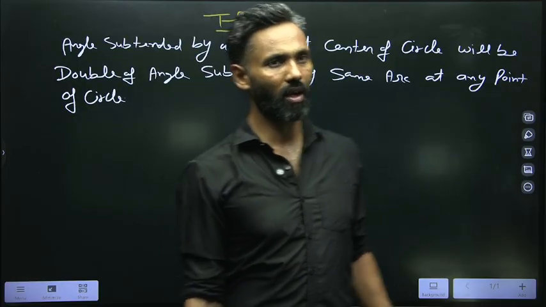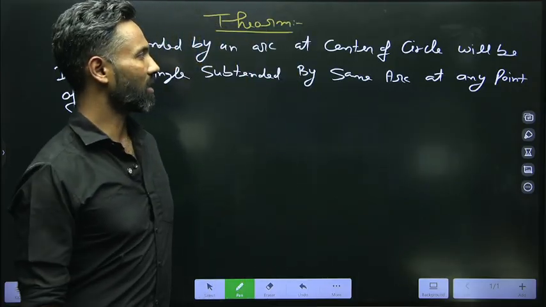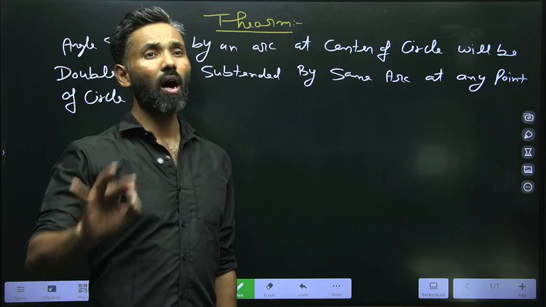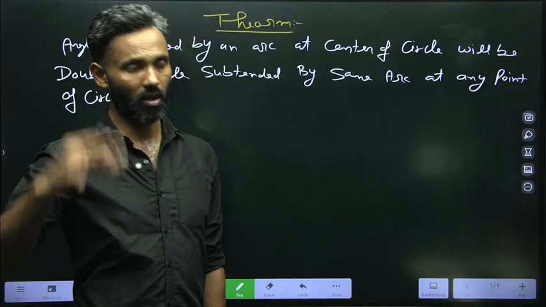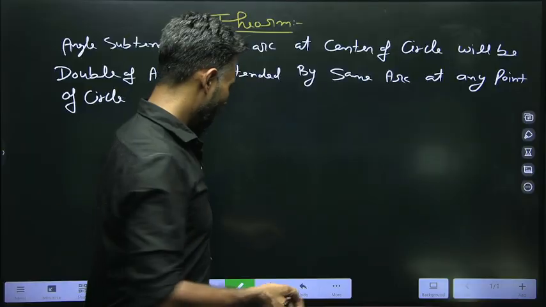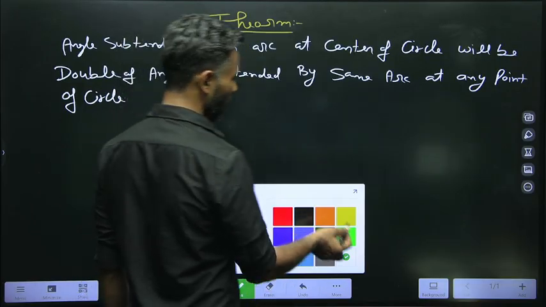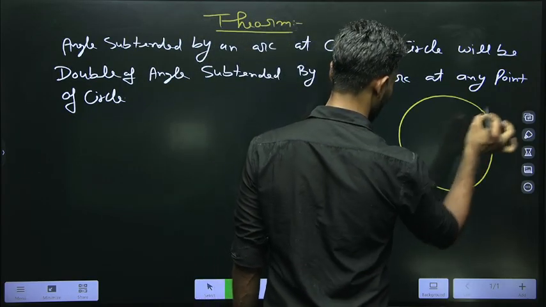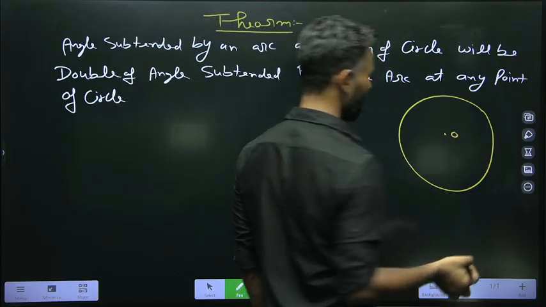So the theorem says that the angle subtended by any arc at the center of a circle will be double the angle subtended by the same arc at any point of the circle. I mean to say, in the theorem there is a circle, and you know very well that such a circle will have a particular center. So there is a circle with center O.